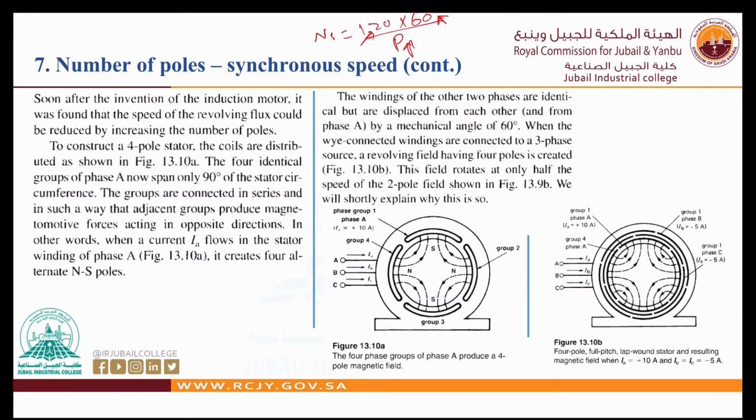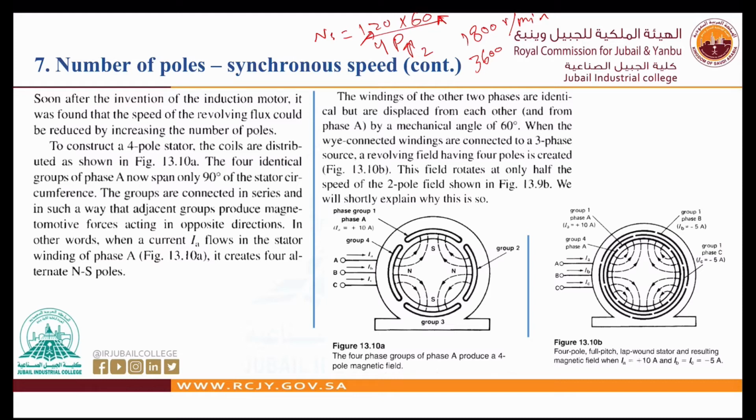So in designing the motor itself, you should identify the speed you need. If you need 1800 revolutions per minute, then you have to have 4 poles. If you need 3600, you need to have 2 poles. So this depends upon the design and the load requirement.